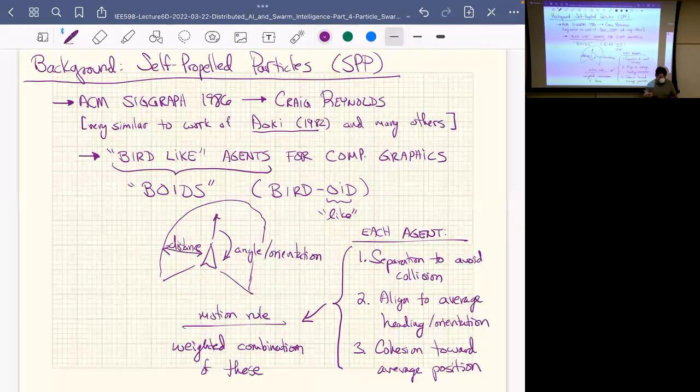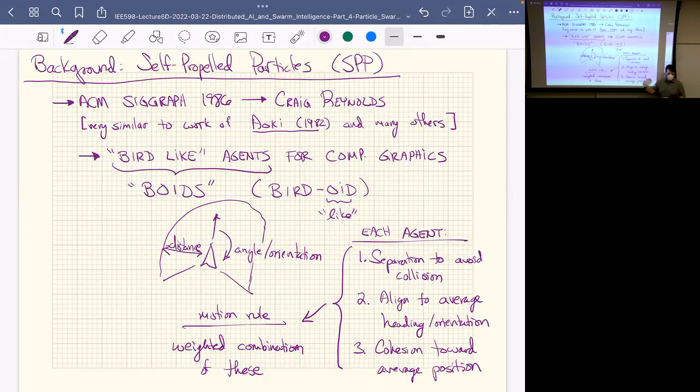So basically each agent would calculate its distance to all of the other agents around it. Based on those distances, that would generate a force away from each one of those agents. You could sum up all those forces. Then each agent would also look at the average orientation of all of the other agents, and that would set up a force that would cause it to turn toward that average orientation. And then each agent would know the average position of all of the other agents, and that would set up a force that would move them toward that average position.